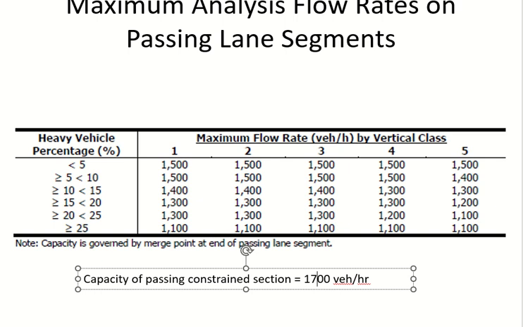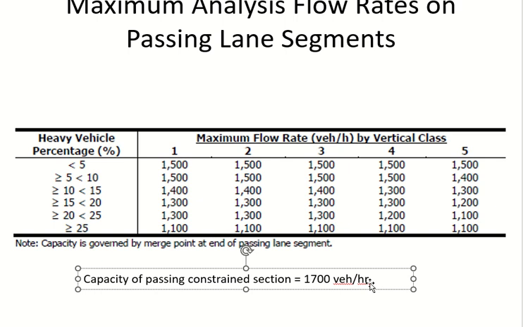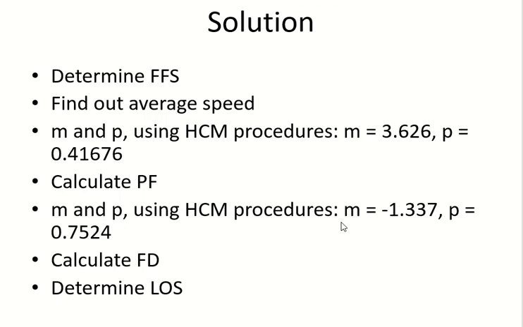Let's say it was 1600 and it's a passing lane segment. For a passing lane segment, I will look into this table. 1600 is more than any value in this table, so for a passing lane segment, level of service is F. For a passing constraint section, at 1600, I still don't have level of service F. I can go up to 1700. So if it was a passing constraint section or a two-lane section, I'll continue with my calculation. But if it was a passing lane segment, I stop my calculation and write level of service F.